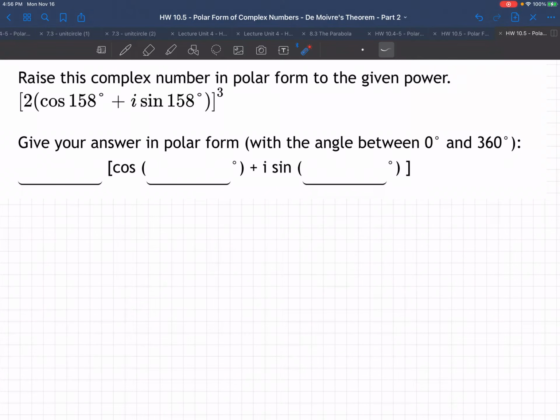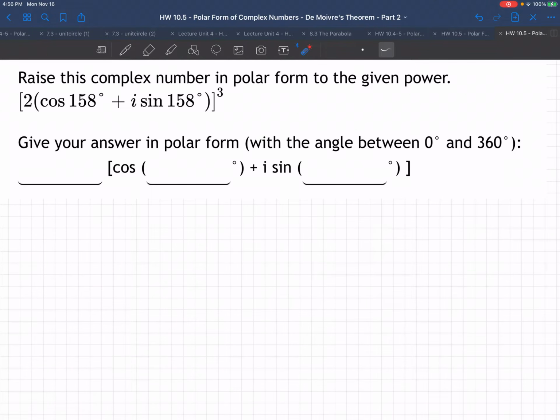Here's an example in which we are raising a complex number in polar form to a power. So we have this complex number in polar form raised to the third power, and we want to give the answer here in polar form. Okay, well, how do we do it?